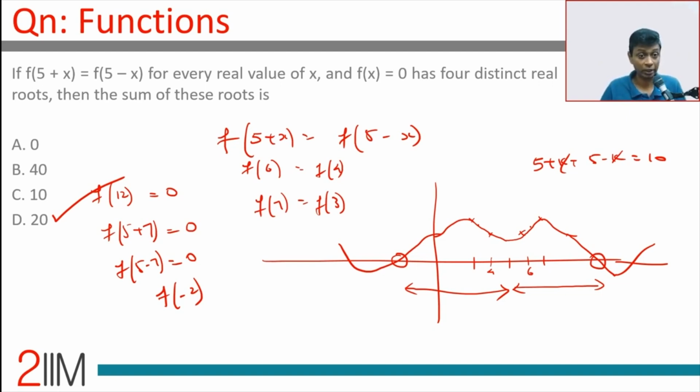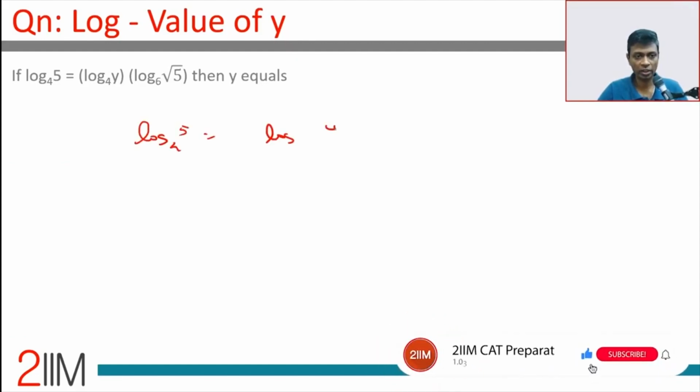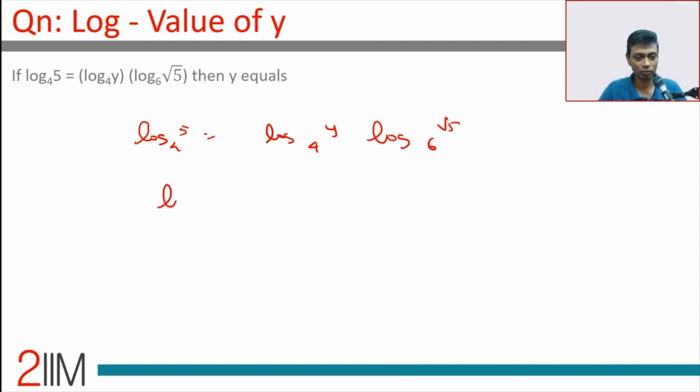2 such pairs, 20. Log 5 to the base 4 equals log y to the base 4 times log root 5 to the base 6. Take this side, we are through. Log 5 to the base 4 by log y to the base 4. This is nothing but log 5 to the base y. This is log root 5 to the base 6.